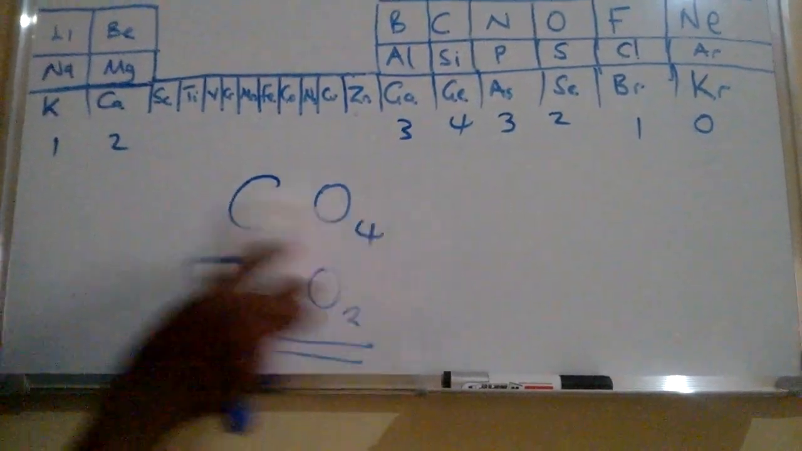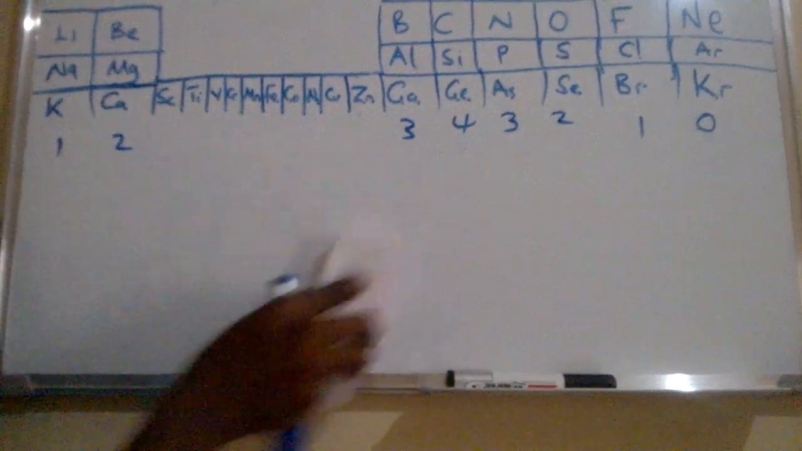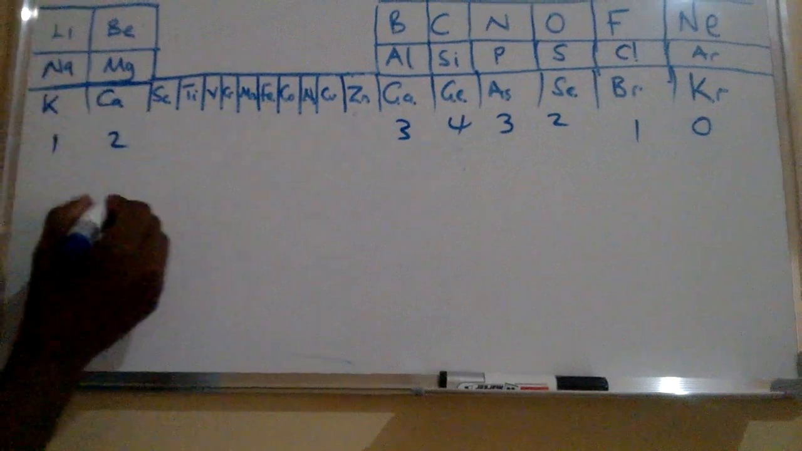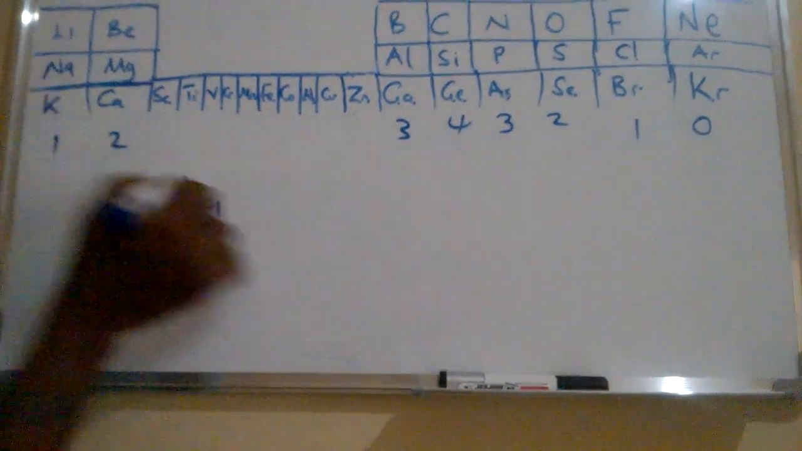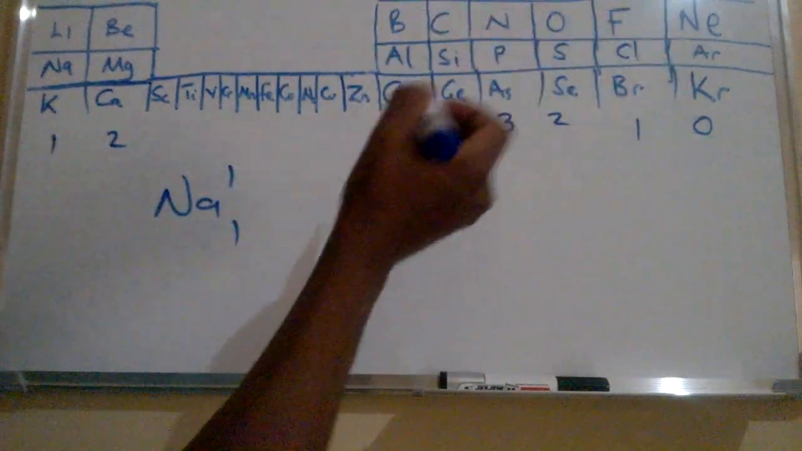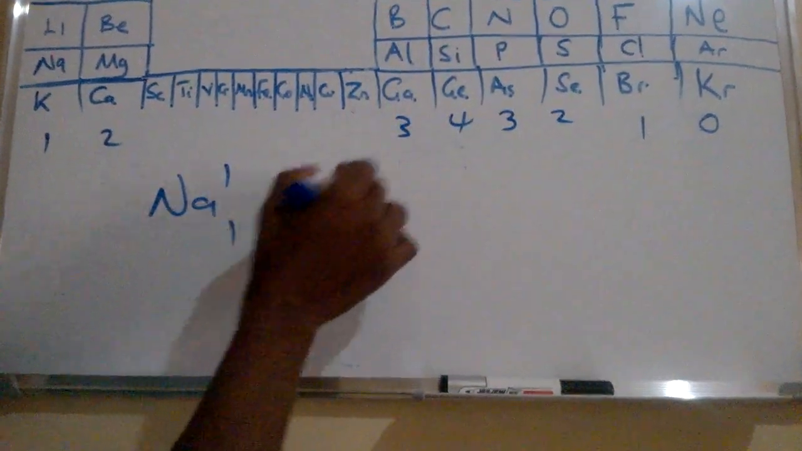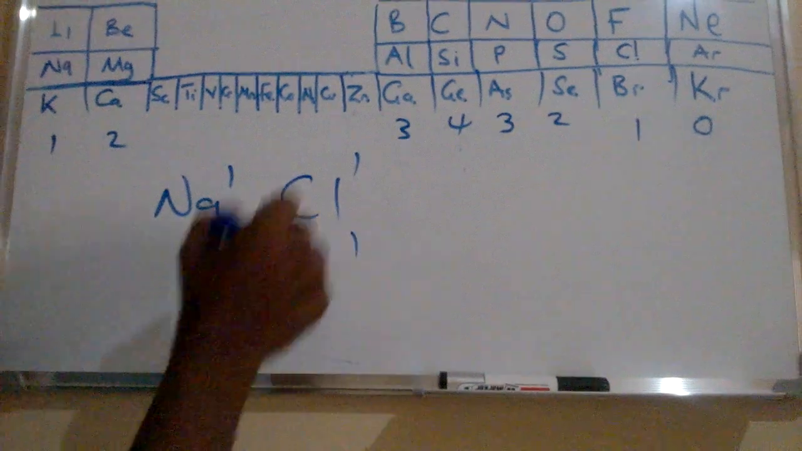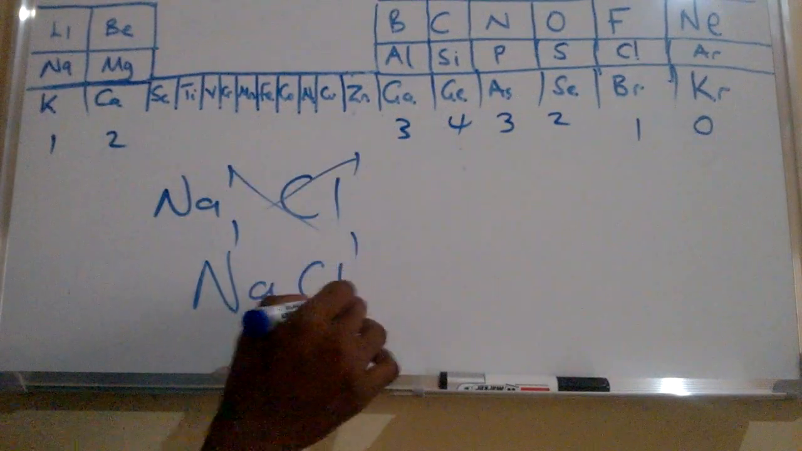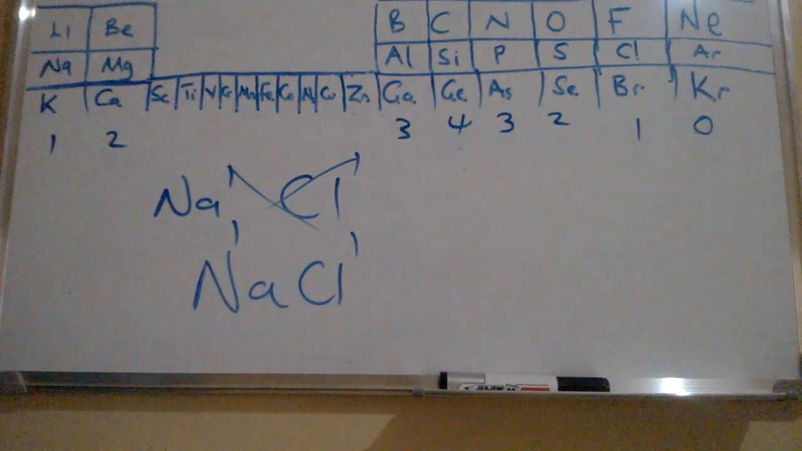So now, once we have that, I'm sure if we got sodium, for example, in group 1, the valency is 1. We are saying that it's 1 atom, plus chlorine. Chlorine there, the valence is 1 atom. When these interchange, we simply have that sodium chloride, like that.